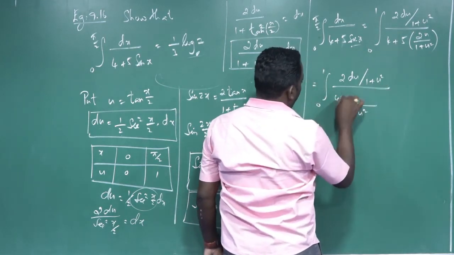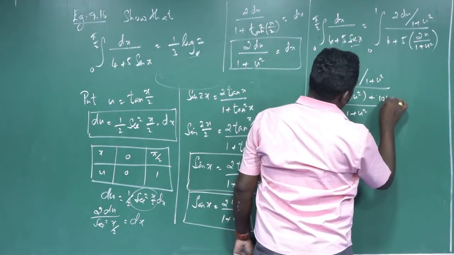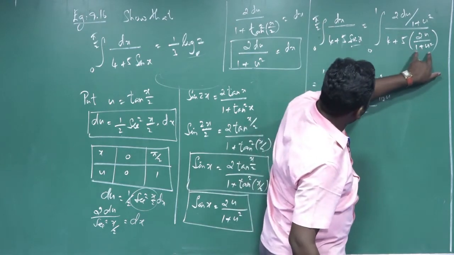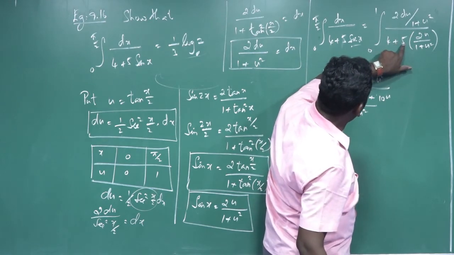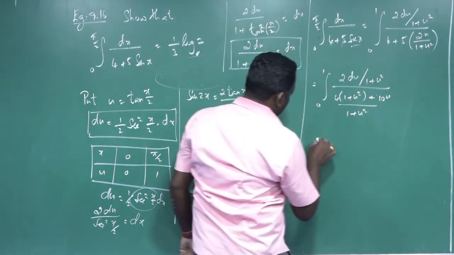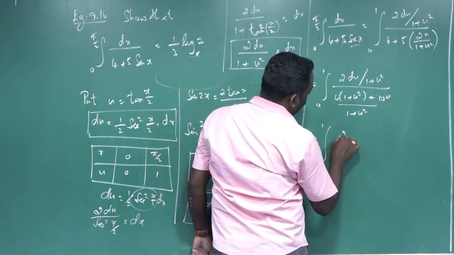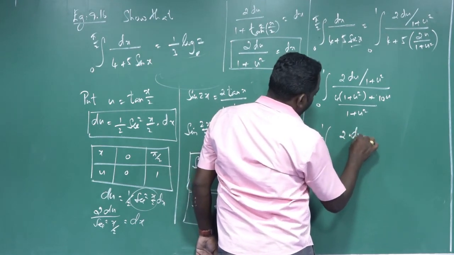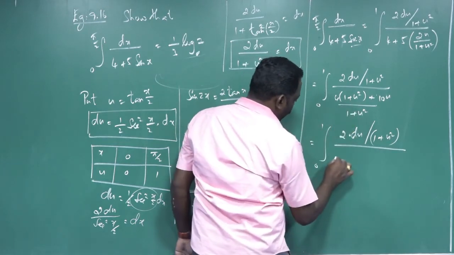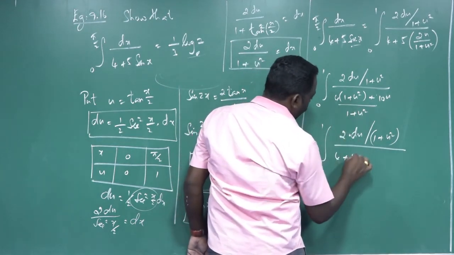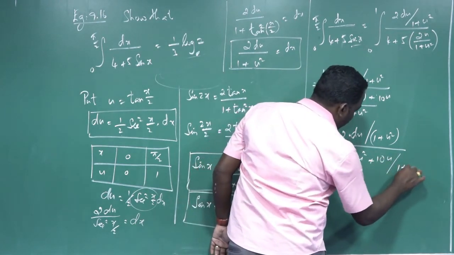Cross-multiplying, the term is 4 into 1 plus u square plus 5 into 2, which is 10u. Multiply the denominator with 4: 4 times (1 plus u square) plus 5 into 2, which is 10 into u. That is equal to the integral from 0 to 1 of 2 du by 1 plus u square, divided by (4 plus 4u square plus 10u) by (1 plus u square).